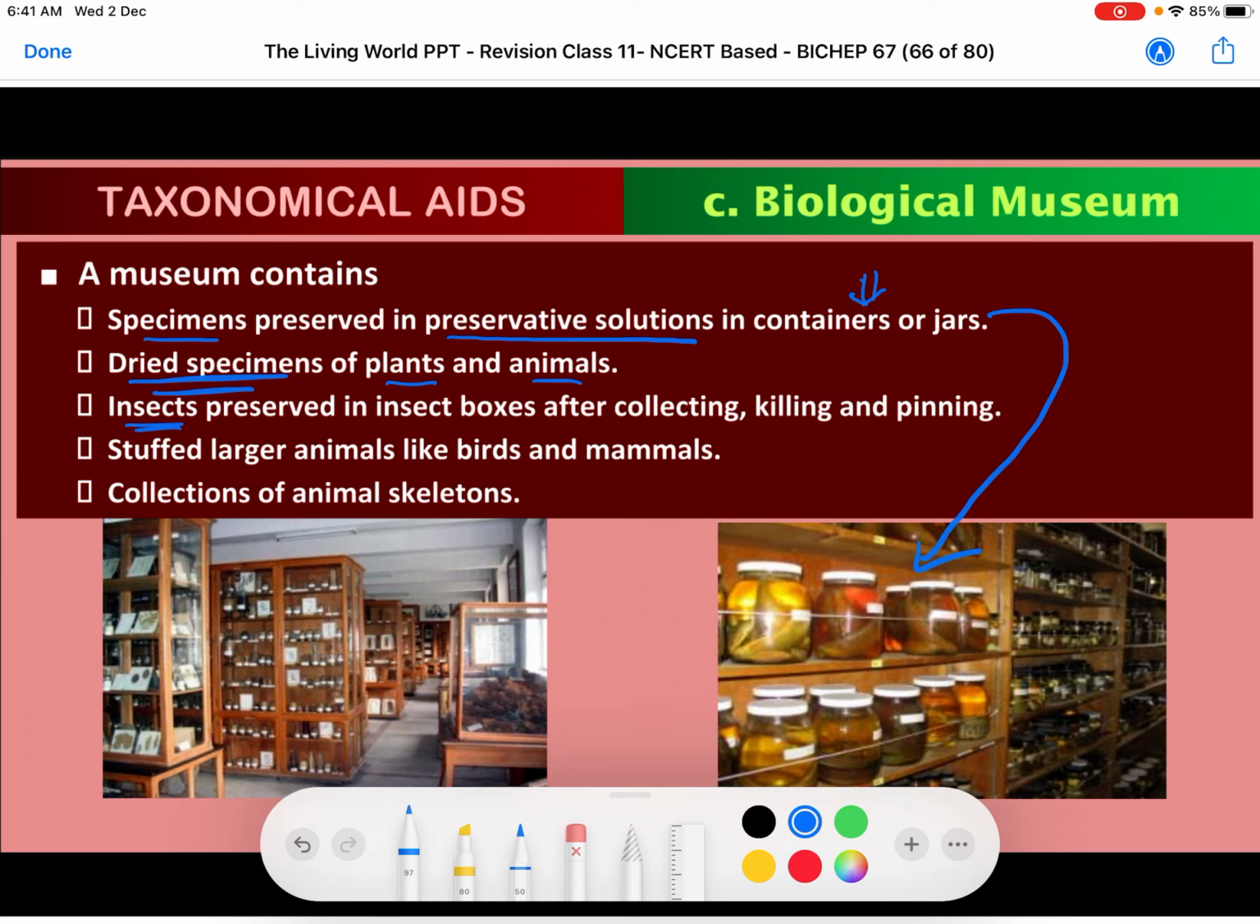Insects are preserved in the insect box by collecting, killing and pinning them. Ready? Now, stuffing is the method of preservation of large animals like birds or mammals. Collections of animal skeletons are also found in the museum. So, a museum also contains skeletons of animals. These are the varieties of methods of preservation or keeping the specimens of plants and animals in a museum.